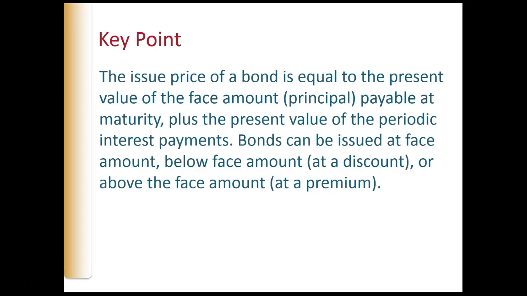So remember here, guys, that the issue price of the bond is equal to the present value of the face amount, which is the principal, payable at maturity, plus the present value of all the interest payments. And those are periodic interest payments because they're paid semi-annually. Bonds can be issued at face amount, below face amount, or above the face amount.